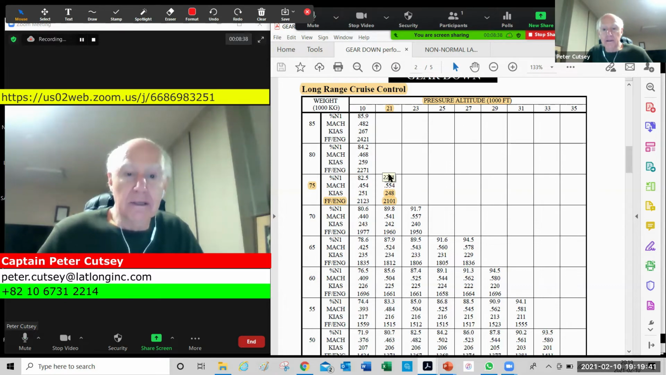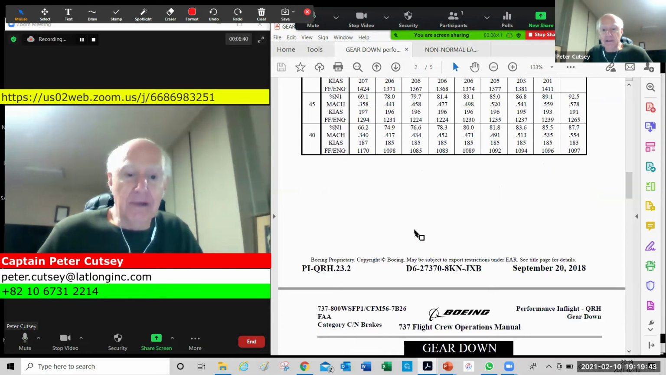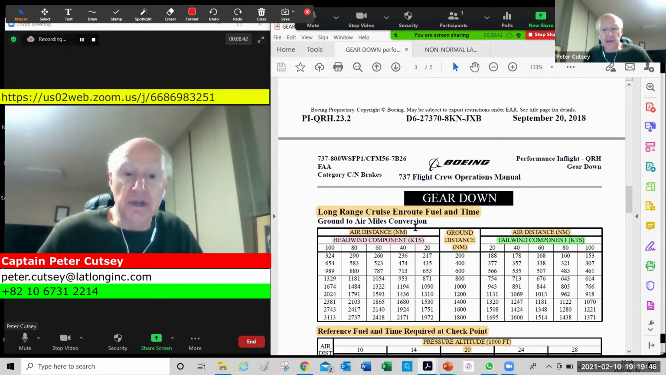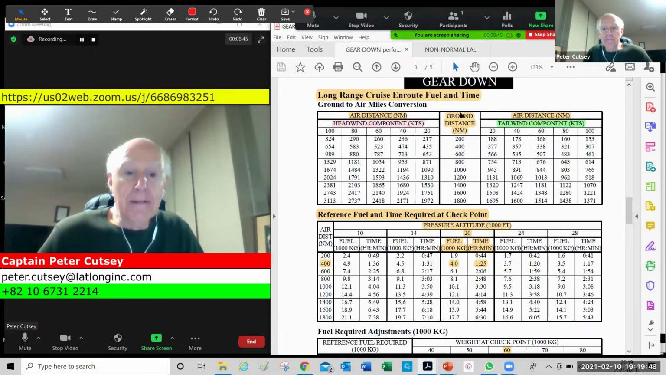All right, so we've picked something close to flight level 200 because that's our restriction. Ground distance to your alternate. This is a neat chart. Look at it. It's very well done. And here we have a ground distance, and here we have to figure out the air distance if we have a headwind, and we have a tailwind component. This is what the air distance would be for a comparable 400 nautical miles ground distance.